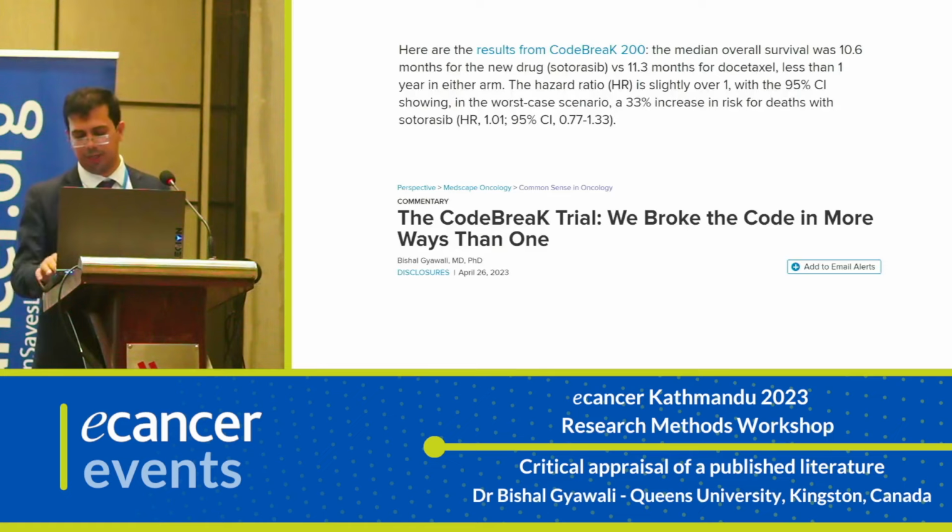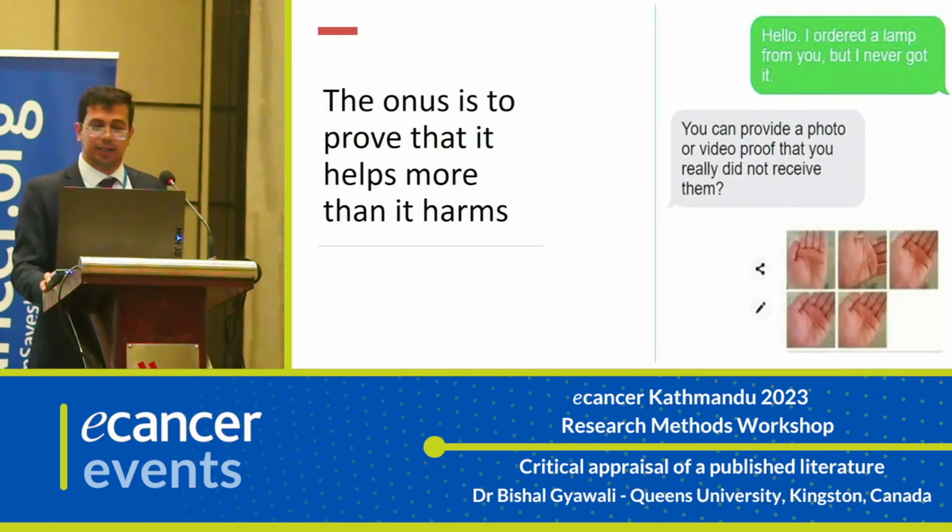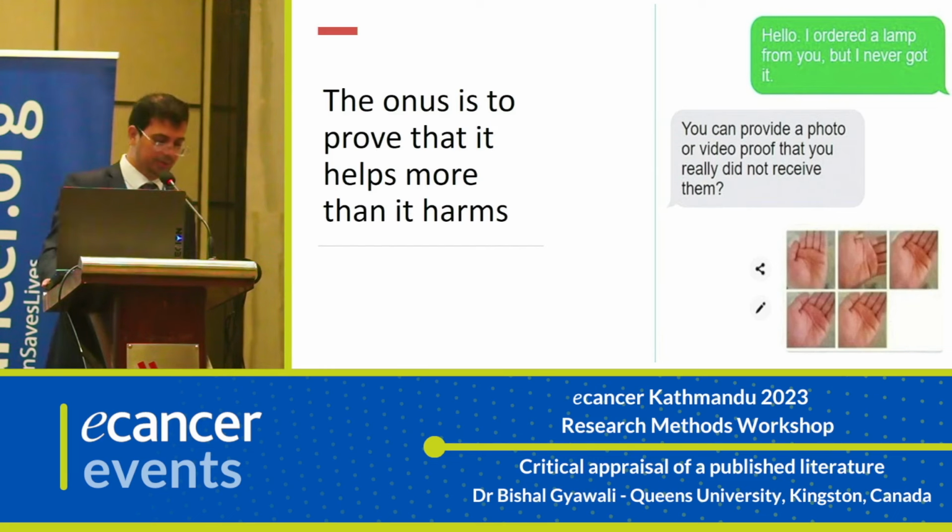Again, these are other examples of how experts are always wrong. And sometimes they say that the onus is to prove that the drug is not helpful. It's the other way around. Don't let them convince you otherwise. The onus is to prove that the drug helps more than it harms. It's just like this case, right? The guy says, I ordered a lamp from you, but I never got it. And that person says, can you show me evidence? And he just shows an empty hand. Like, what evidence can there be of not getting something?